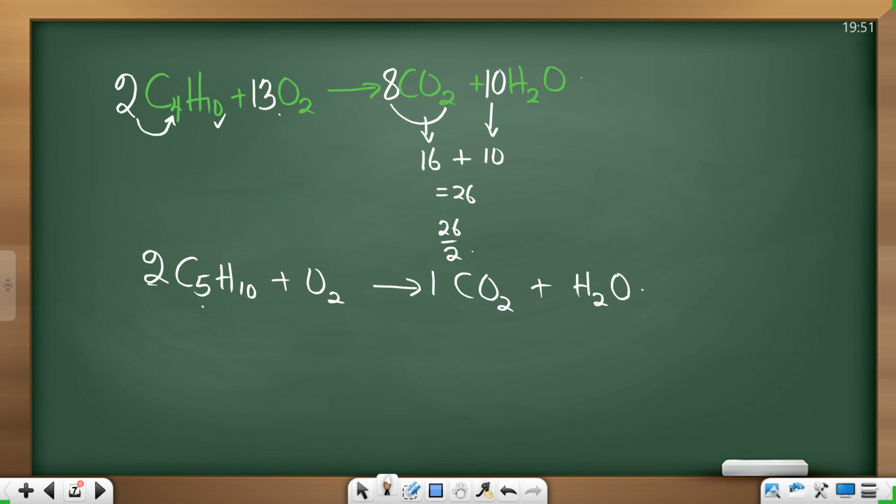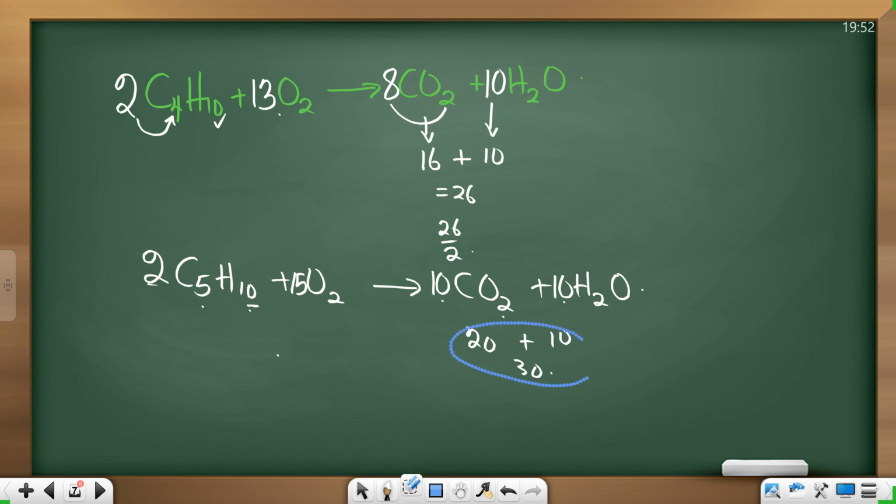2 times 5 would give me 10. The next number is a 10. Copy and paste. Multiply 10 times 2, 20. Plus 10 will give me what? 30. Right? 30 divided by 2 would give me what? 15. And it's balanced here. Although I didn't use an alkane, I used an alkene, but it works across.